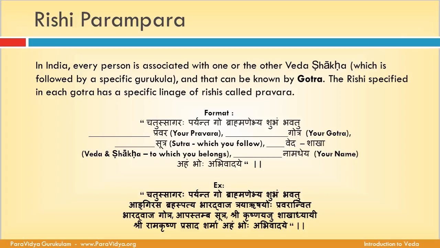Rishi Parampara. In India, every person is associated with one or the other Veda Shakha, which is followed by a specific Gurukula, and that can be known by Gotra. The Rishi specified in each Gotra has a specific lineage of Rishis called Pravara.